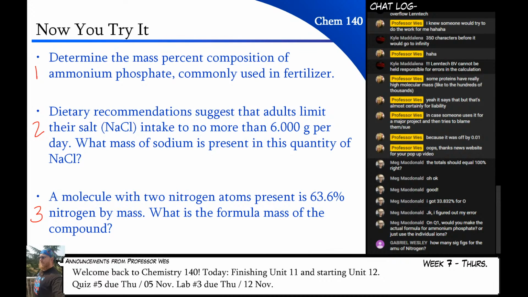On question 1, would you make the formula for ammonium phosphate or just use the individual ions? Use the entire formula. Which means you have to look up the polyatomic ions for ammonium and phosphate and then write the correct formula. Notice how I'm slowly starting to take all of the stuff that we've learned and put it together?